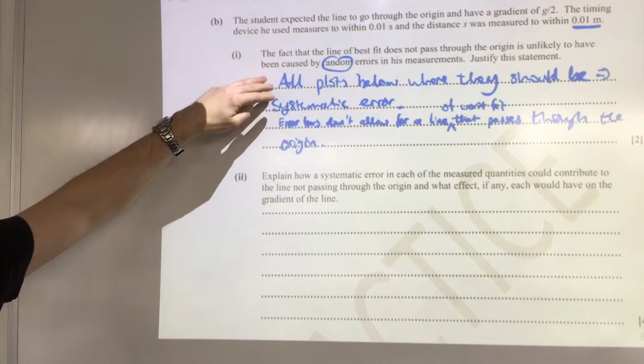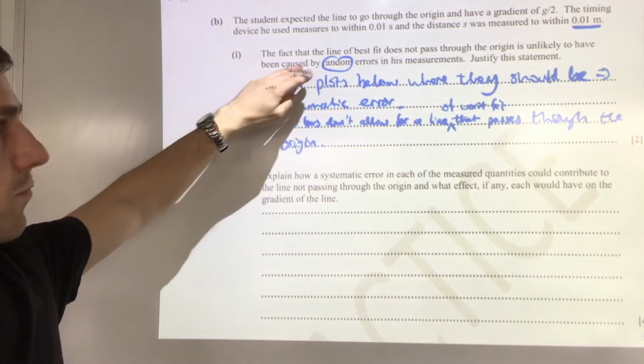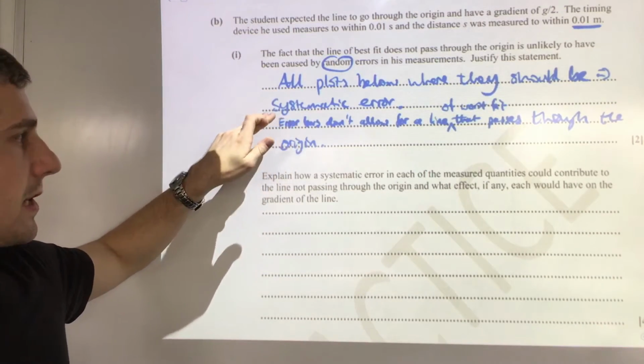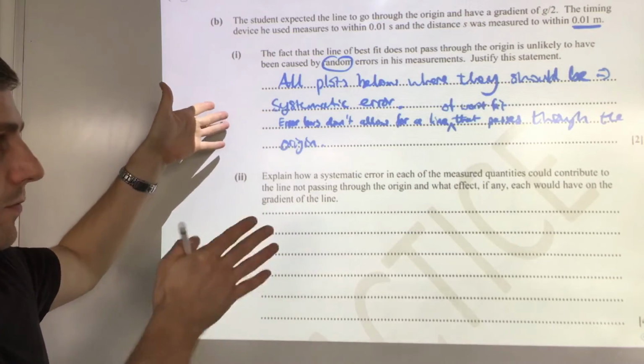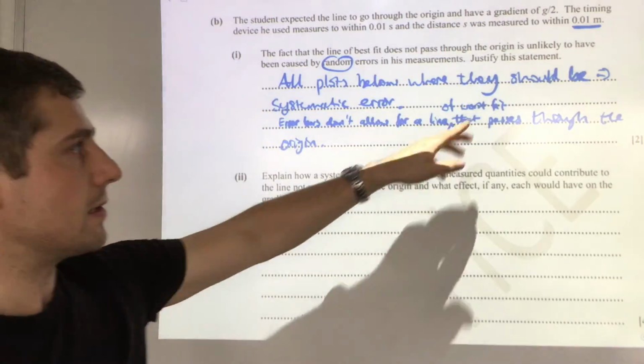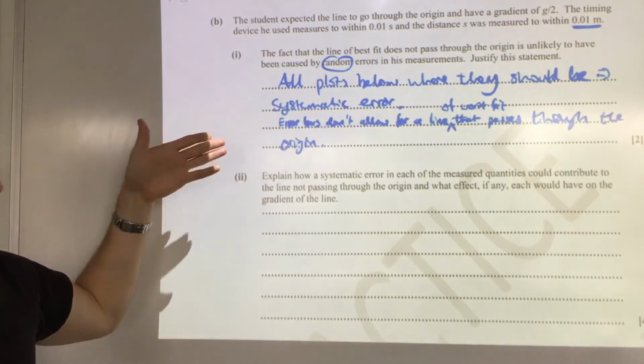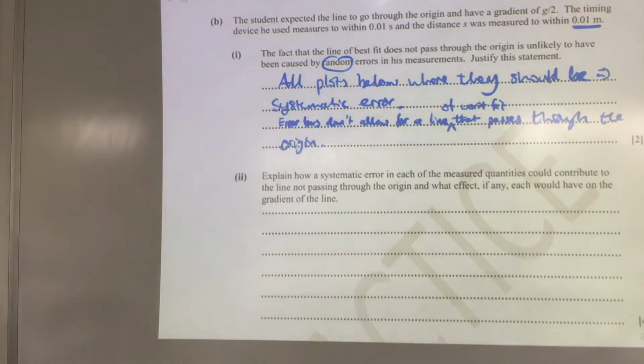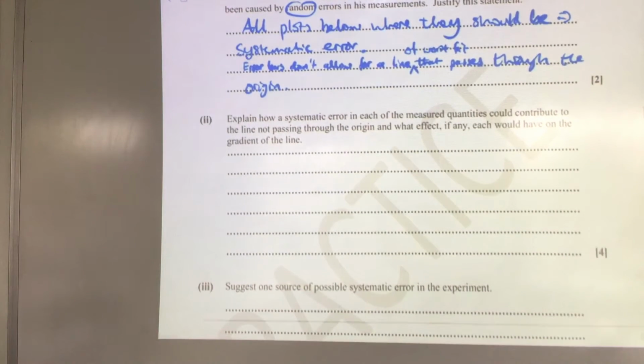So we've shown evidence that the error is in fact not random but systematic, and then we've also said that even if we factor in random errors from the uncertainty, that wouldn't give us a line that passes through the origin. So now on to statement 2. Explain how systematic error in each of the measured quantities could contribute to the line not passing through the origin, and what effect, if any, each would have on the gradient of the line.